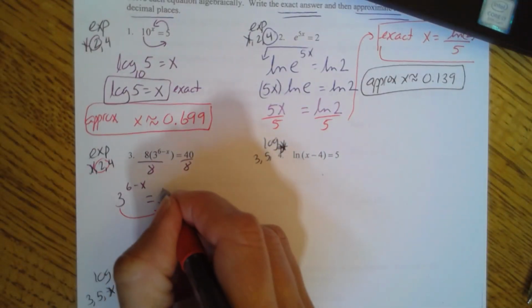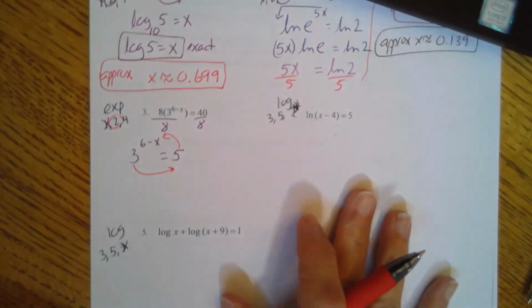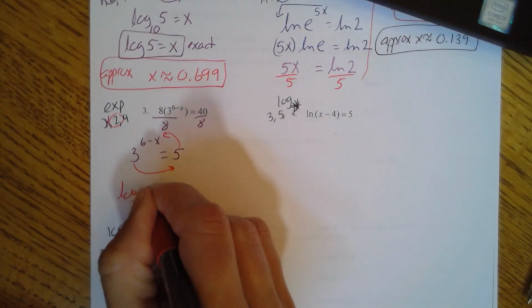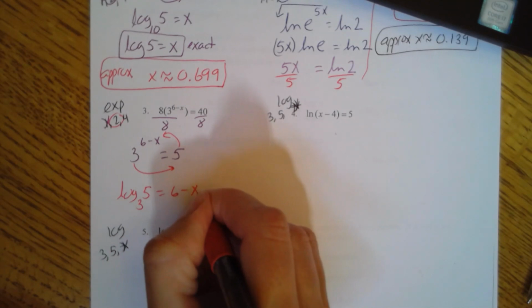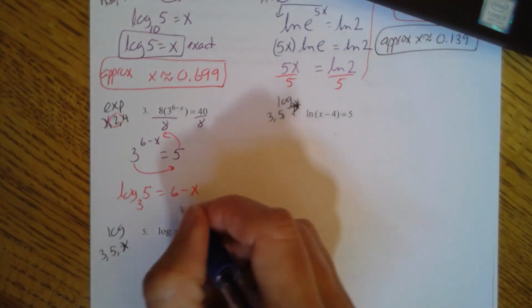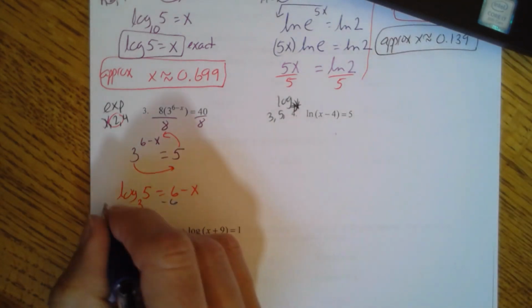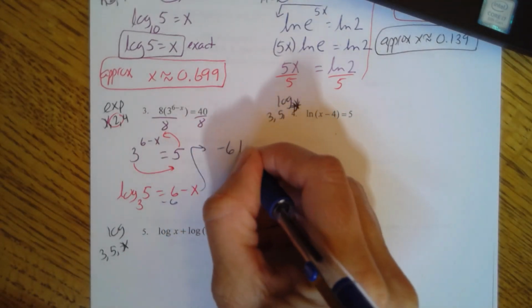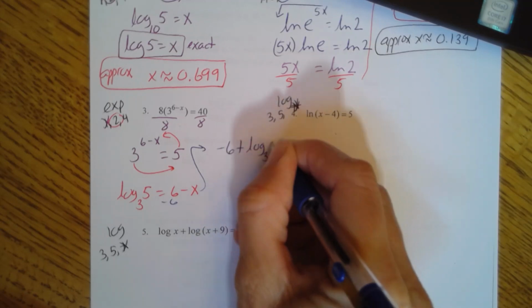Strategy 2 says do the circle. So you're going to get really good at doing the circle. Practice it. Log base 3 of 5 equals 6 minus x. Now that is not considered the exact answer yet. You have not gotten x by itself. We still need to solve for x. So I'm going to subtract over the 6. And so when I do that, I'm just going to put that in front. So let's come up here. Negative 6 plus log base 3 of 5.